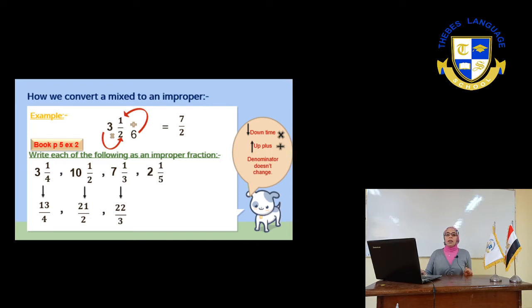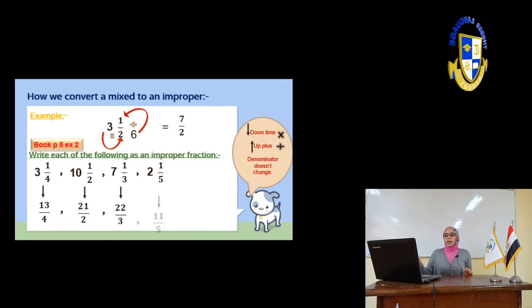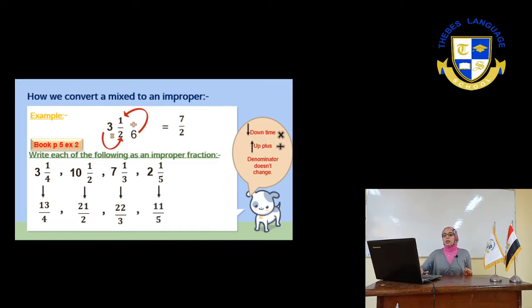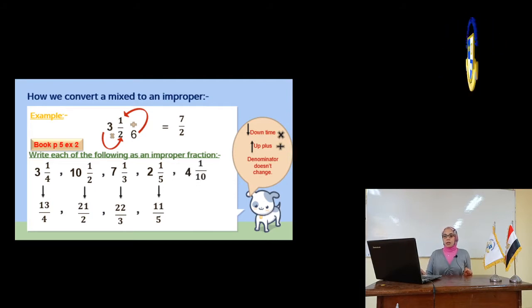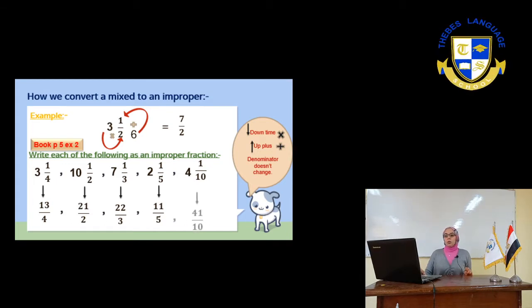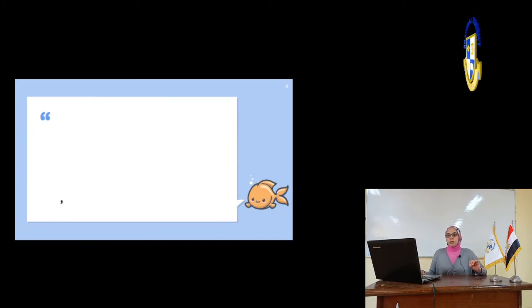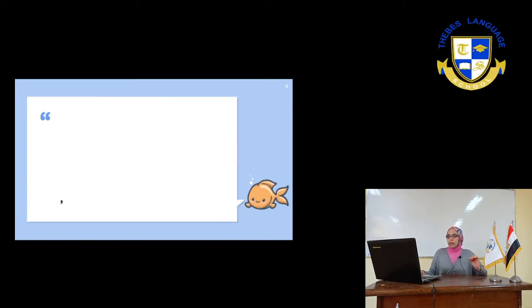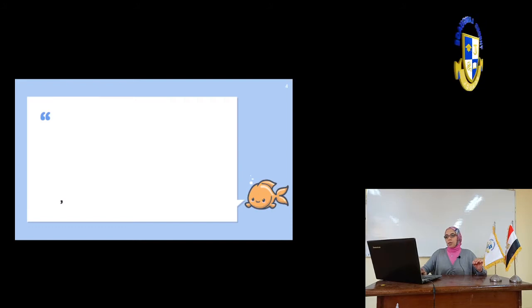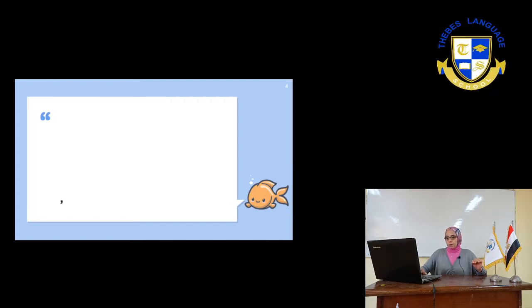Next, 2 and a fifth. 2 times 5, down times, it will be 10. Up plus, 10 plus 1, 11 over 5. The last fraction, 4 and a 10th. 4 times 10 is 40, plus 1, it will be 41 over 10. This is how we convert from mixed into improper. Don't forget: down, times, up, plus, denominator doesn't change.